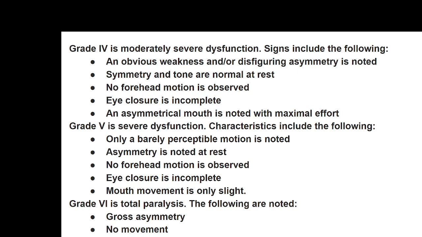Asymmetry is noted at rest also. No forehead motion is observed. Eye closure is incomplete. Mouth movement is only slight. And grade 6 is total paralysis where there is a gross asymmetry, no movement. Majority of the patients who come to the clinic would be in grade 4 or grade 5 conditions.